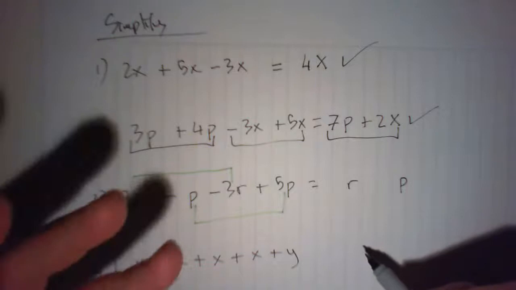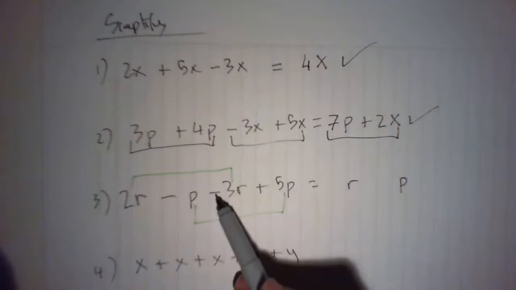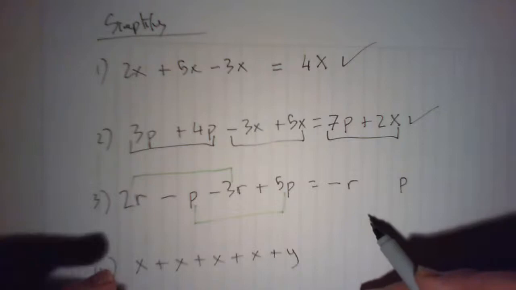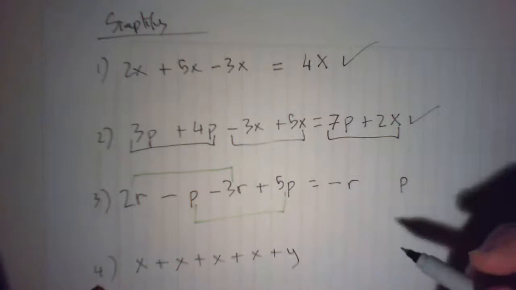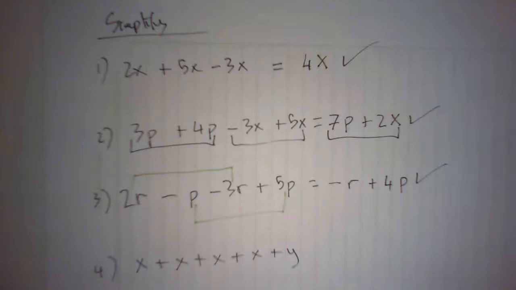2R minus 3R. So what's 2 minus 3? That's minus R. It's a minus. It's 2 minus 3. That's a negative 1. So it's minus 1R. Minus R. Minus 1P plus 5P. Minus 1 plus 5 is plus 4. That's a tougher one now because of the way it's done. But that is the answer.